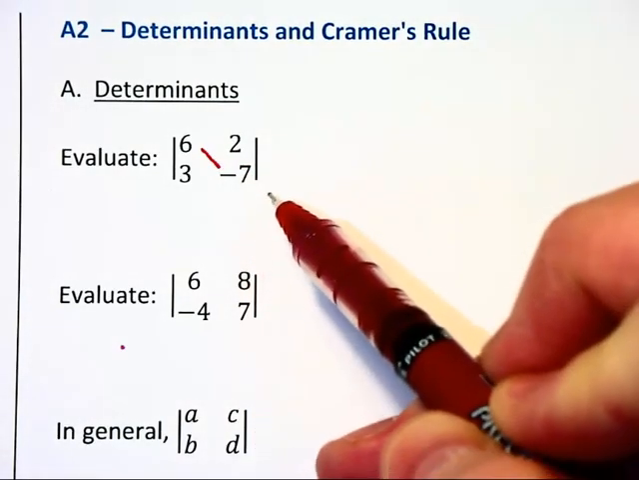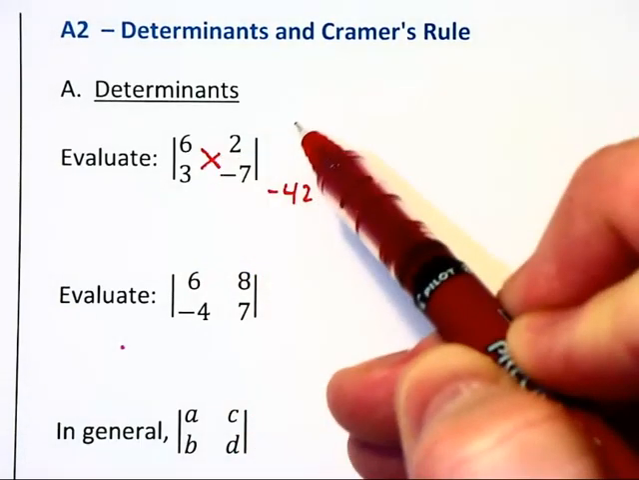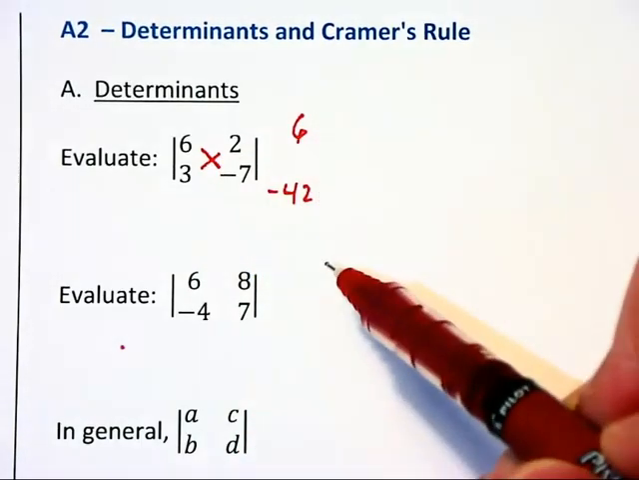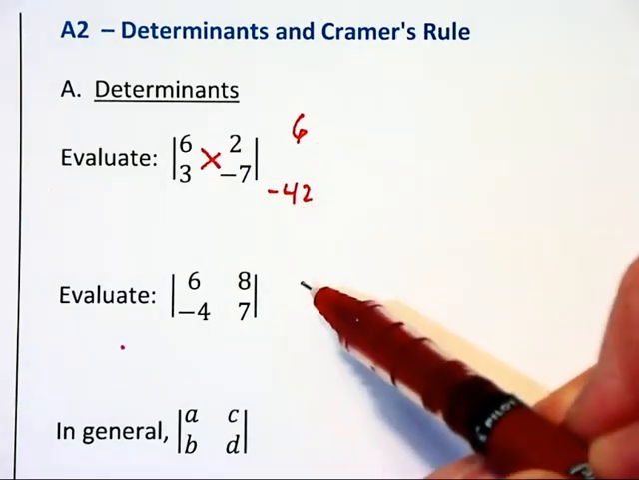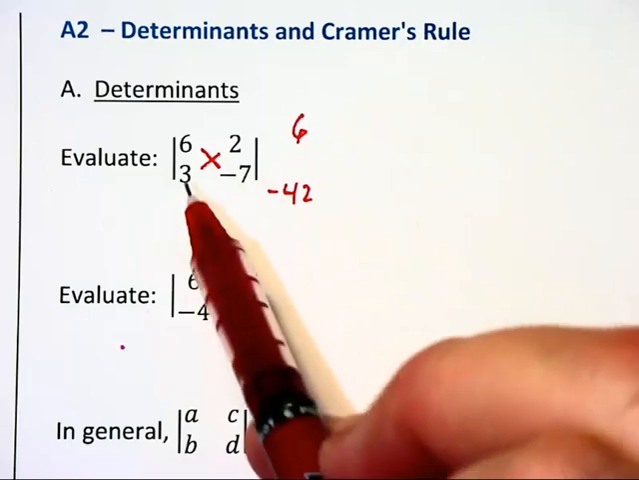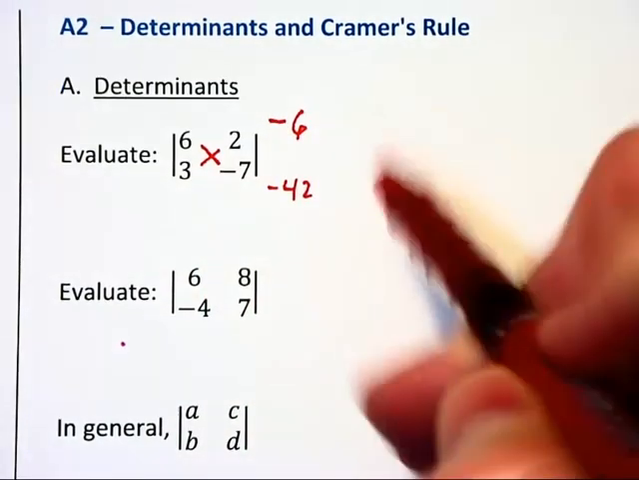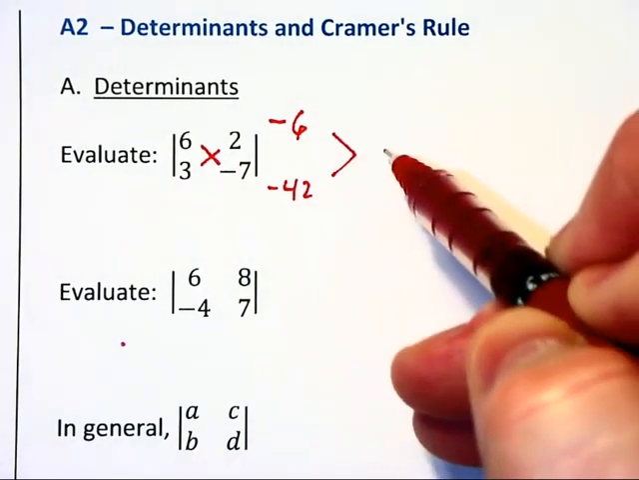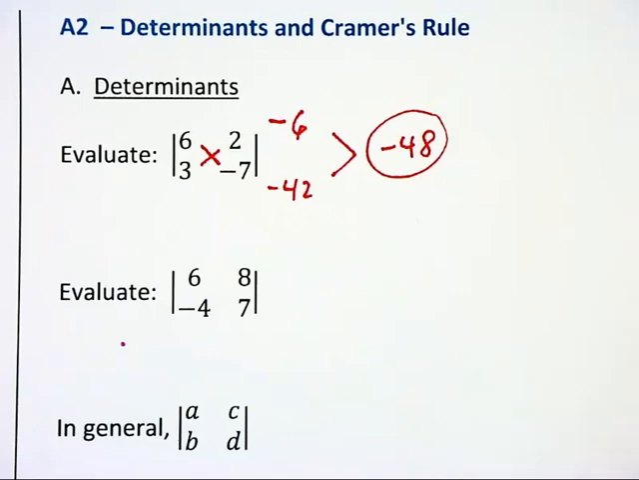6 times -7 is -42. And the other diagonal, 3 times 2, is equal to 6. Technically, we're supposed to take that first diagonal minus the second, and instead of doing subtraction, I prefer to add. So I always change the sign of the product when I'm multiplying upward, and that way I can add these two together and get -48 for the value of that determinant.